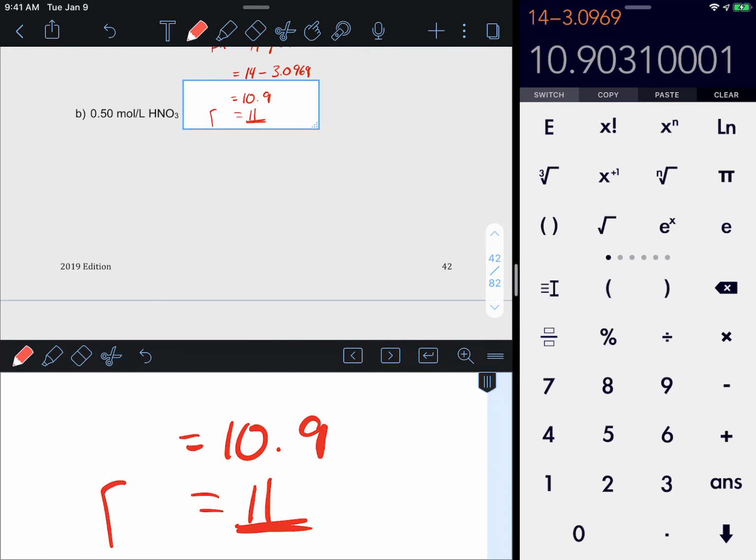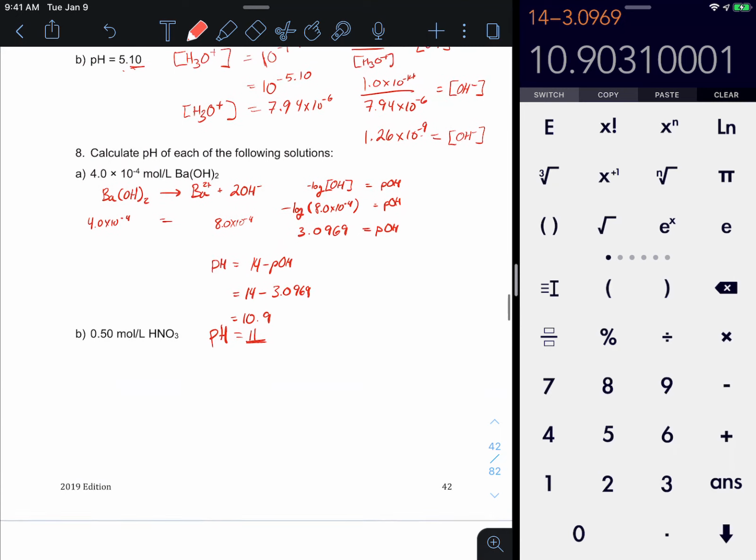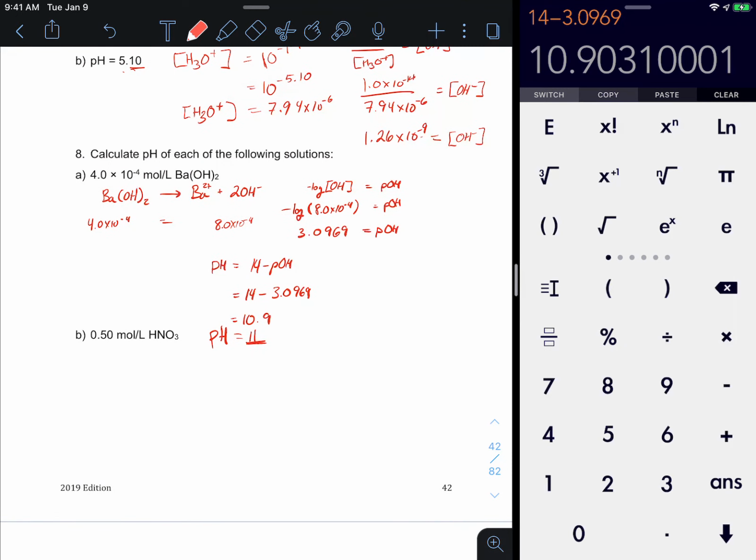So pH 11. Okay, I think I'm going to end there, and I'll be back to talk to you about probably lesson 7, because I think lesson 6 is pretty straightforward. So lesson 7, where we're actually going to do some equilibrium calculations.